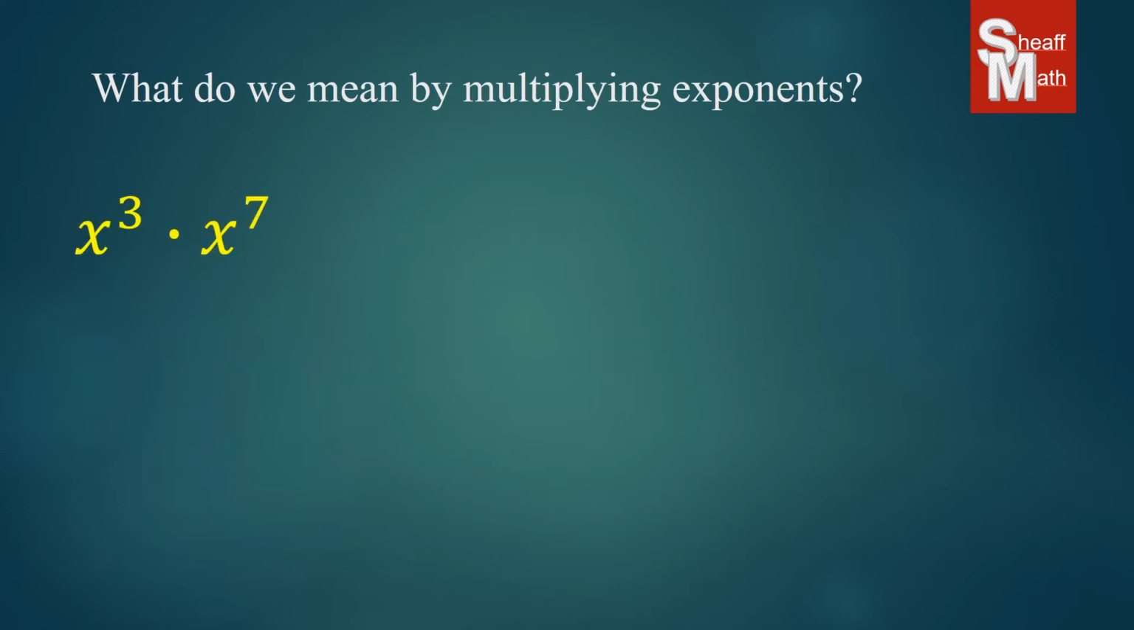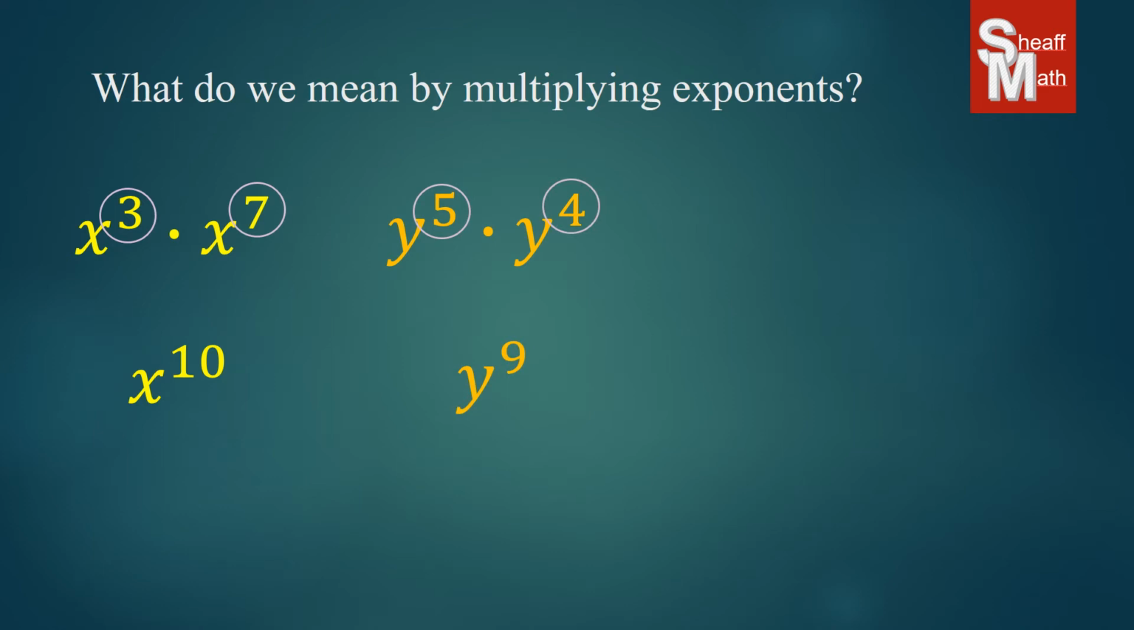So let's try a few easy examples. So x to the third times x to the 7th. 3 and 7, we add them together and we get x to the 10th. Then we have y to the 5th times y to the 4th. And we have 5 and 4, and we add those together and get y to the 9th. And then there's 4 n's here and 8 n's to the right. And altogether we have 12 n's multiplying, giving us n to the 12th.